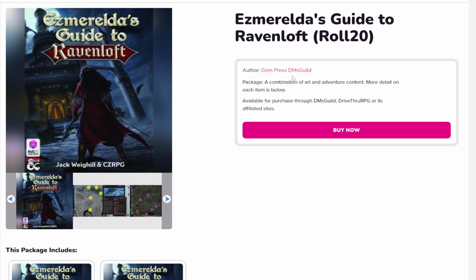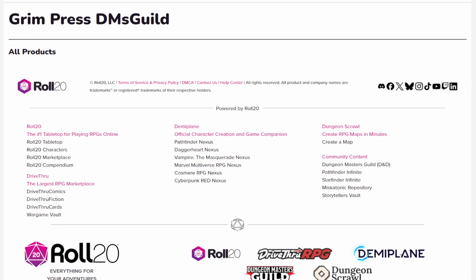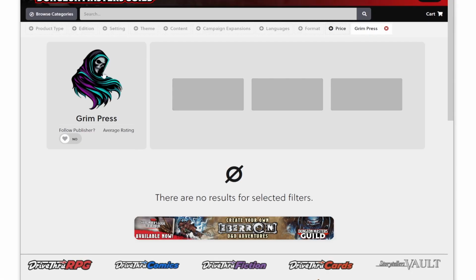I think Grimpress DM's Guild are the people who converted this for Roll20. I couldn't find anything more about them. The products page for them is broken too, it seems, and it's like they don't exist on DM's Guild either. I don't know what to make of this.